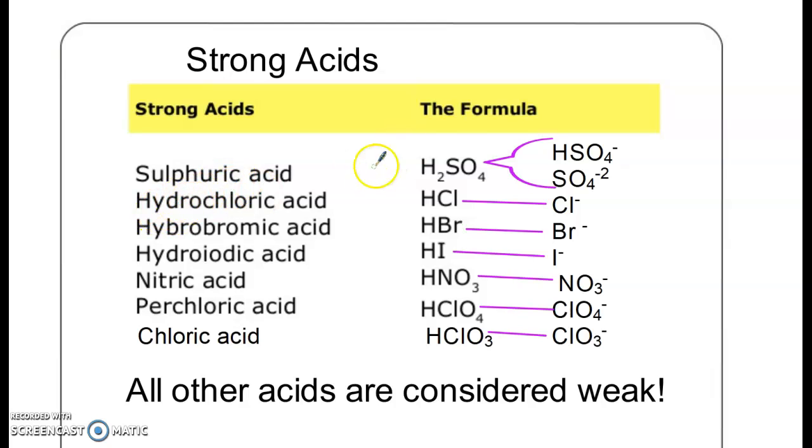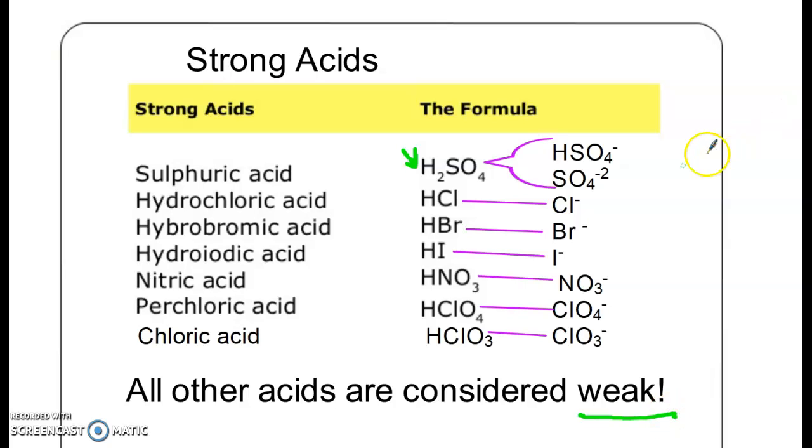Sulfuric, hydrochloric. Sulfuric is the only diprotic, meaning there's 2 protons. The others are monoprotic. They all have 1 hydrogen. So this has 2 anions that it can actually dissociate, 2 hydrogens from the sulfate. I don't know if we did any acid naming. I can give you some stuff on acid naming if you need it. But if it's not on this list, then it is a weak acid. All other acids are weak.